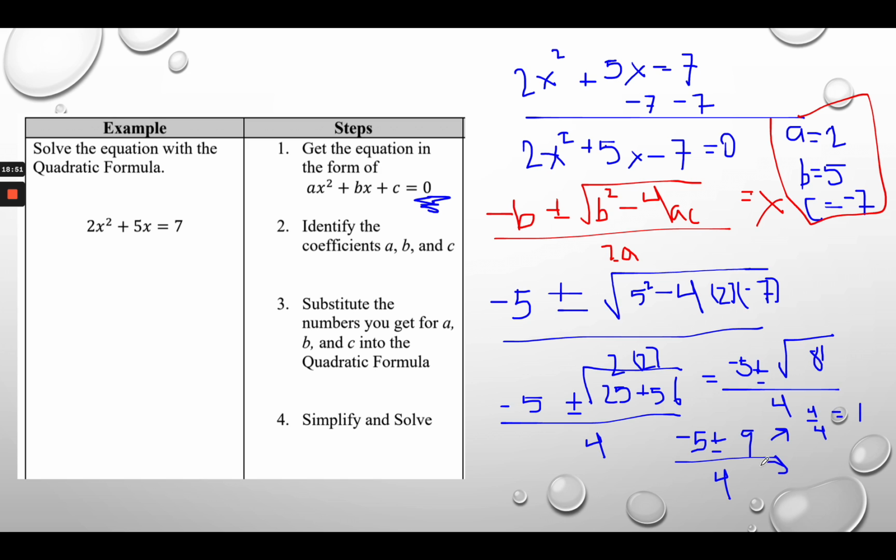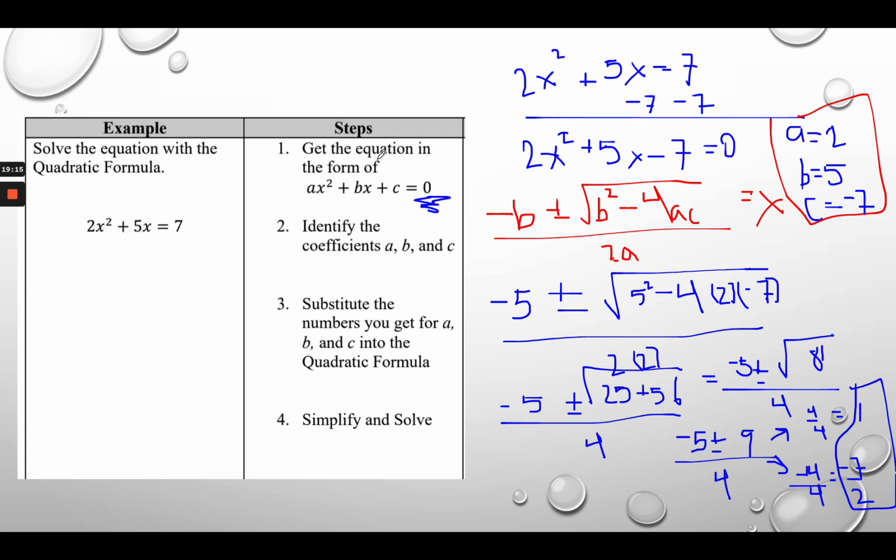And then we have negative 5 minus 9, which is negative 14 over 4. Now, 4 doesn't go in perfectly to negative 14, but we can simplify it to negative 7 over 2. Okay? And those are our 2 solutions.